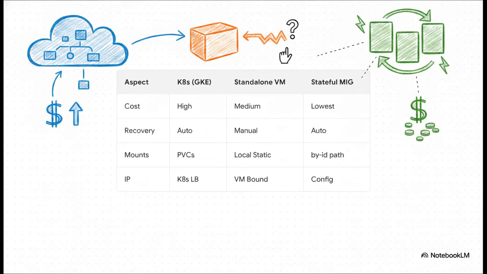Okay, let's dive in and compare the options. On one side, Kubernetes gives you that sweet automatic recovery, but with really high compute costs. Now, a standalone VM drops the cost way down, but you lose the automatic recovery. If that VM dies, you have to manually recreate it. But look at the stateful MIG, the managed instance group, using a spot VM. This sits perfectly as the ultimate middle ground. It gives you the lowest possible compute cost by using spot VMs, but it completely retains the fully automatic preemption recovery of Kubernetes. It's literally the best of both worlds.